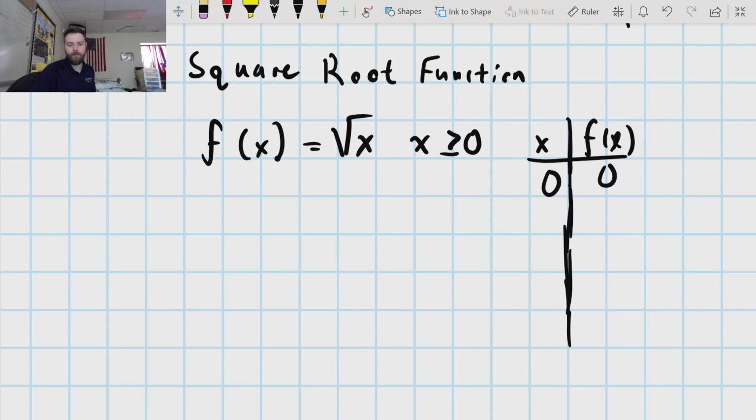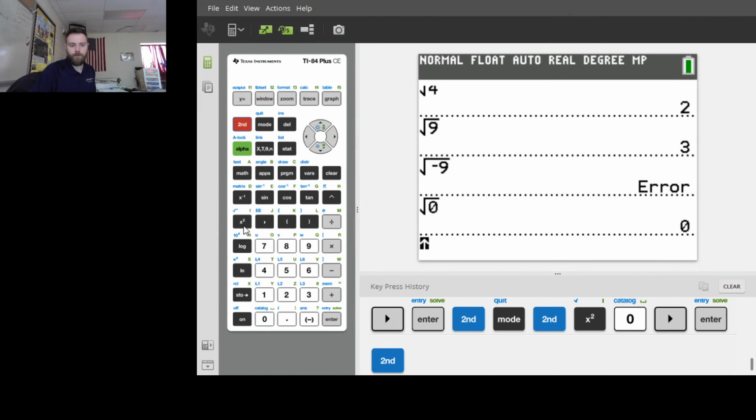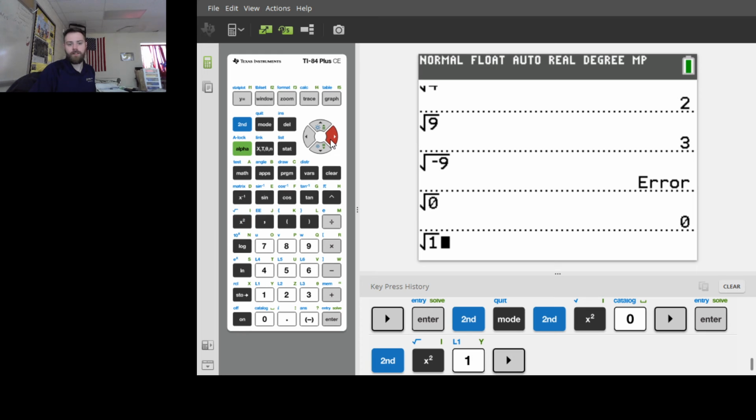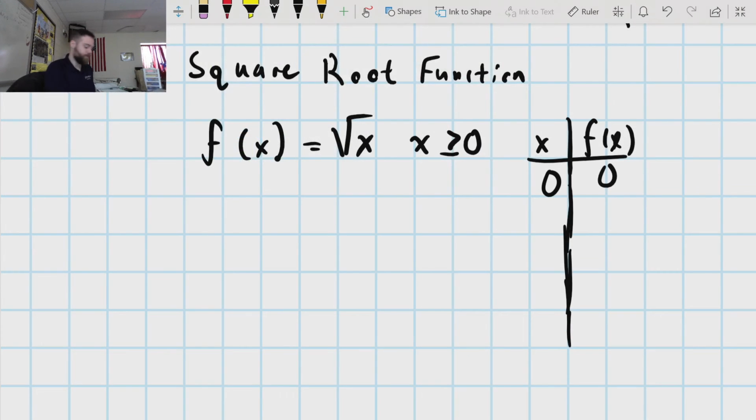So we should be able to take the square root of 1. So we go back over to our calculator and we type in square root 1. And you're asking yourself what two numbers that are the same multiply to be 1. And 1 by itself is 1. So that's another output. So input is 1, output is 1.